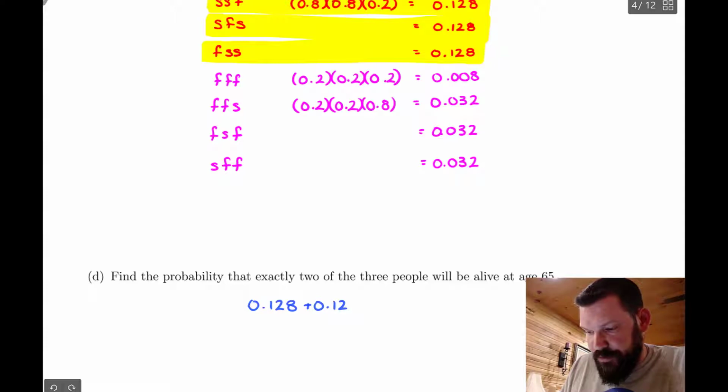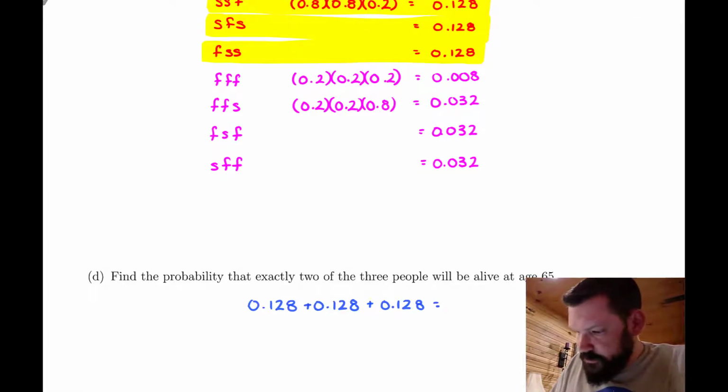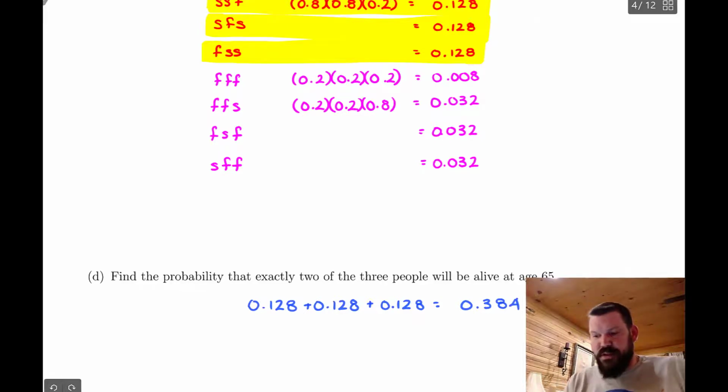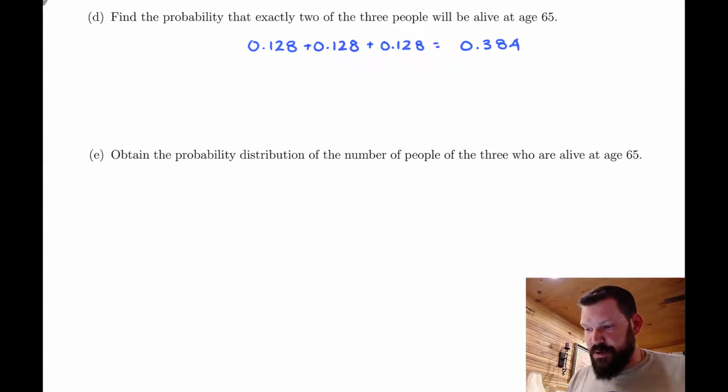Or since they are all the same probabilities, we could just take the one probability and multiply it by 3. And we get 0.384. So there's a 38.4% chance that exactly 2 people will be alive at the age of 65 who are currently 20 years old.